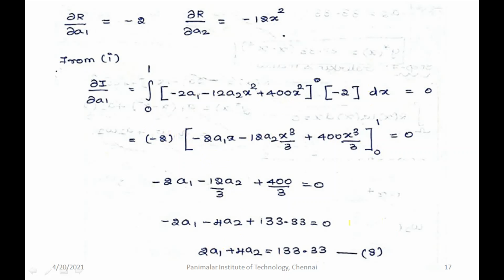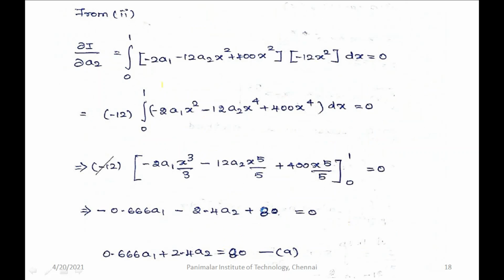So from the first equation, dou I by dou a1 is equal to the integral over the domain of r of x multiplied by dou r by dou a1. Here dou r by dou a1 is minus 2. So now the problem is simplified, right? Instead of squaring, we can just do the multiplication and the integration. Minus 2 is a constant, so we can take it outside the integration and do the integration for the remaining terms. We already did this integration, same value, and apply the limit 0 to 1. So finally we will end up with the equation 2a1 plus 4a2 is equal to 133.33. This is the first equation.